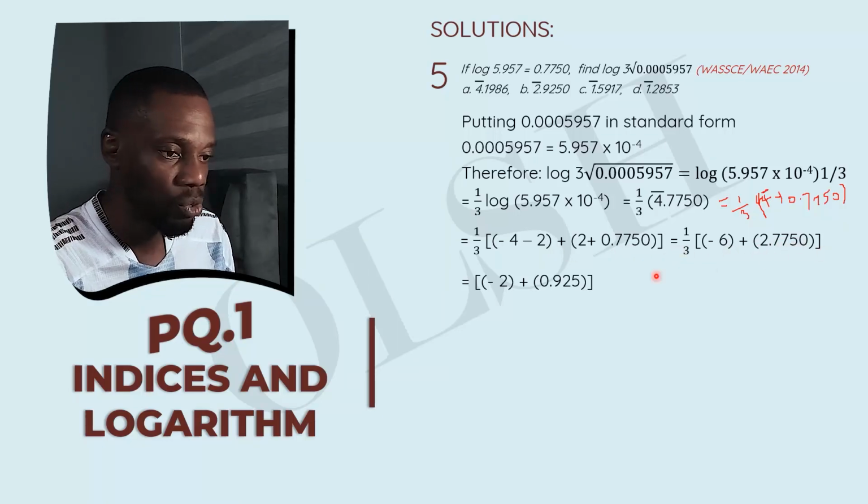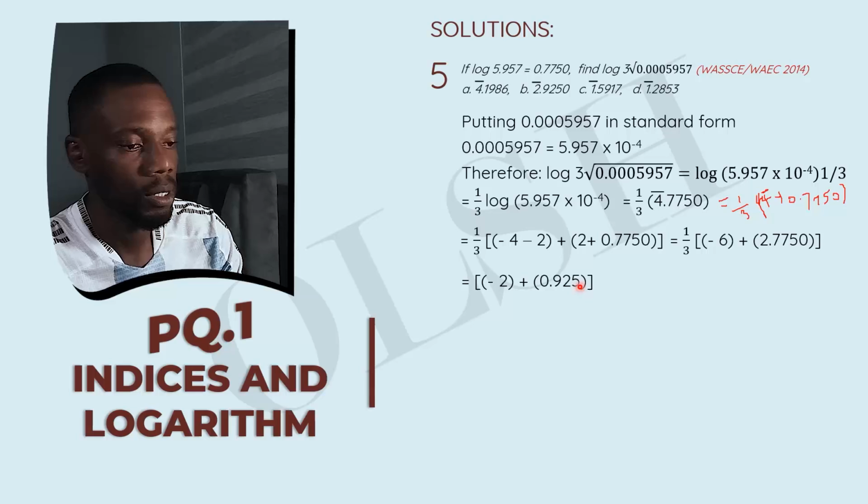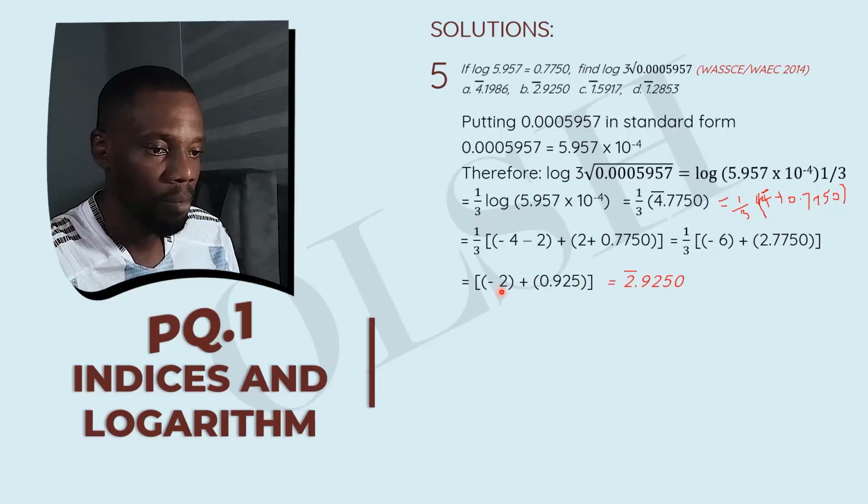So if we divide through this, we have minus 2 plus 0.925. All right, so if we add them together, we have bar 2.9250. So this is the correct answer.